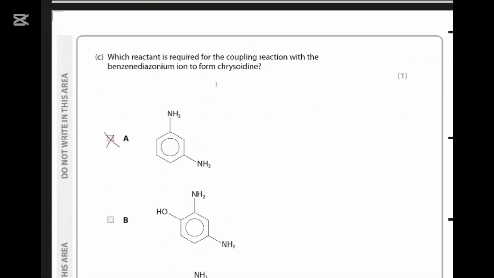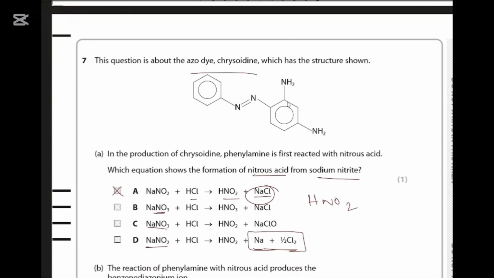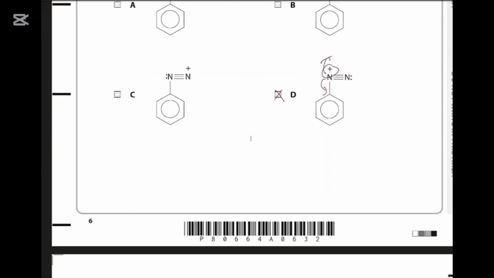Which reactant is required for the coupling reaction with the benzene diazonium ion to form the dye? So we found this is the part of the diazonium ion, so we would only need this part, right? This NH2, and we have NH2. This compound is required. From here, the hydrogen leaves and the diazonium ion gets bonded. So A is our answer.